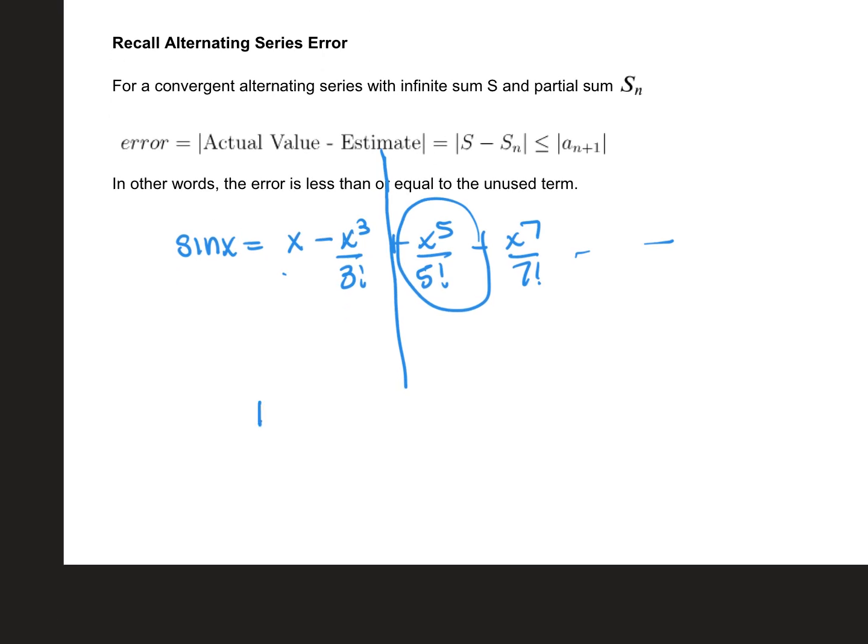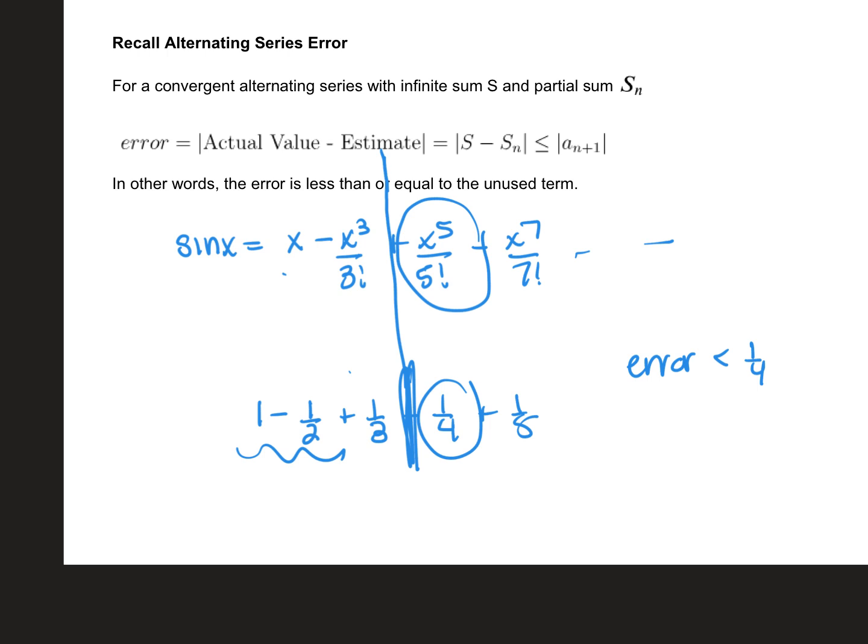Because remember, for an alternating series, the error is no more than the first omitted term. So if I use this, my error is less than 1/4. Now think about that. It's an alternating series. So we subtracted 1/4, then we added 1/5 back. Then we subtract 1/6. So we keep adding and subtracting smaller amounts. So it's going to be no bigger than that first omitted term. So we do not need to use the Lagrange error if it's alternating.